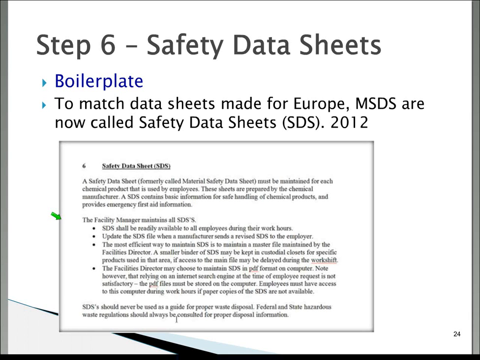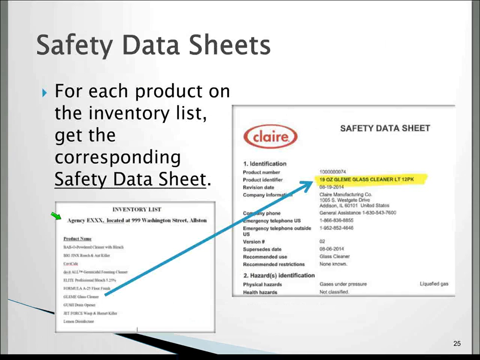Okay, and let's walk through how to keep those in an efficient manner. So for each product on the inventory list, here's my inventory list over here on the left, and I have a product called Gleam Glass Cleaner. So for each one of these products here, I need to go obtain a safety data sheet. And lots of times what I do to confirm that I have actually obtained the correct one, on my own, I take a yellow highlighter and I highlight the name of that product, Gleam Glass Cleaner. It's just an easy way for your workers to find that safety data sheet afterwards.